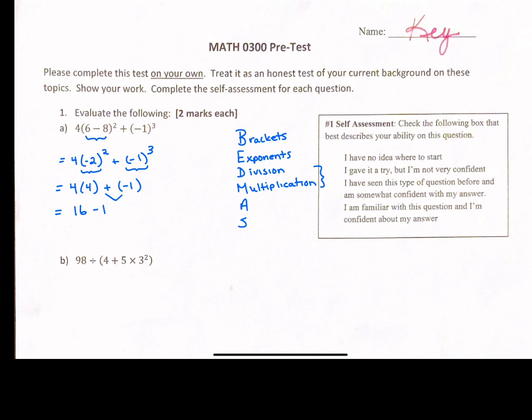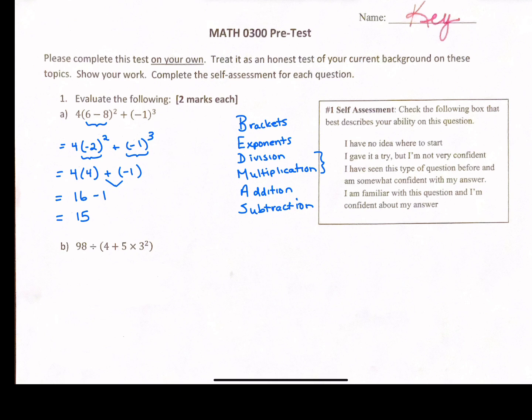So we're on to our last two letters, which are A and S for addition and subtraction. Once again, that's going to happen in order that we see things from left to right. Here we only have subtraction, so we can finish this off and say 16 take away 1 is +15 as our final answer.